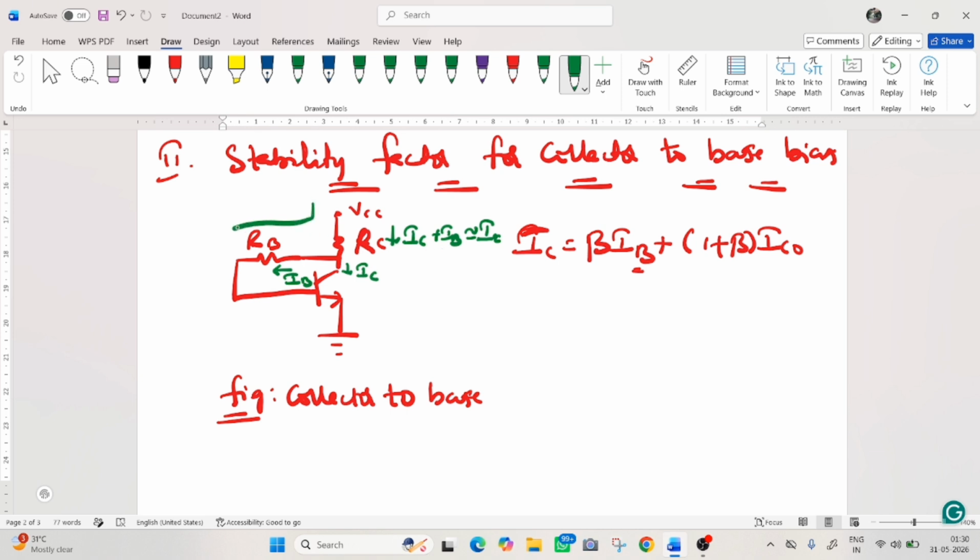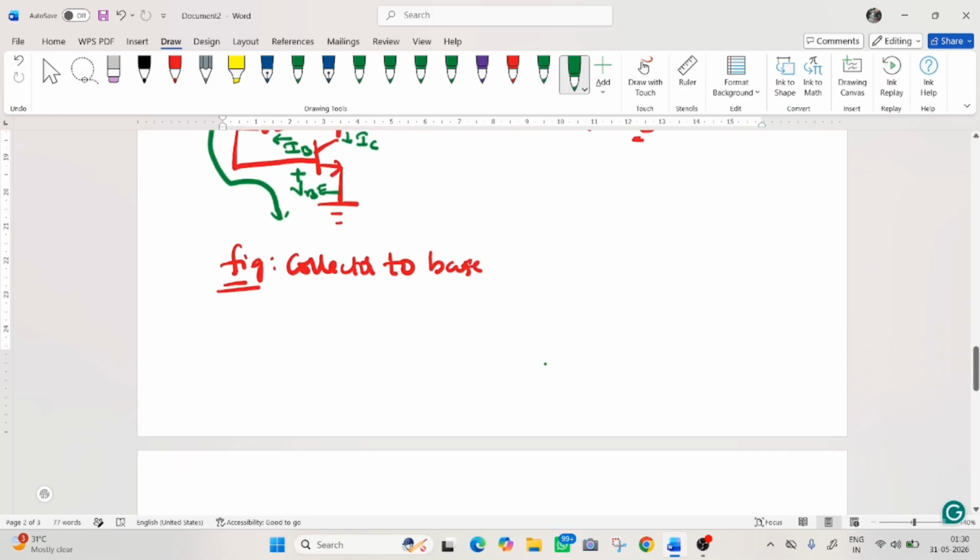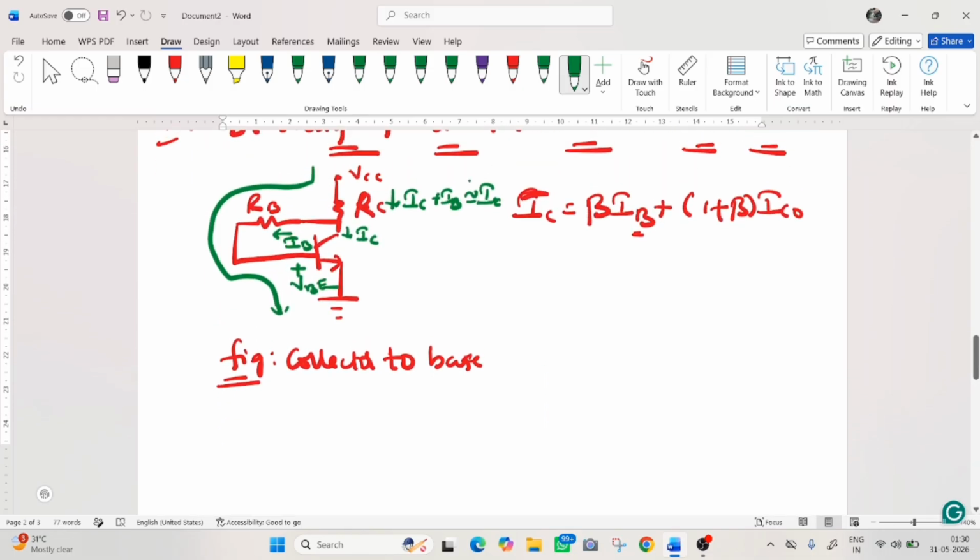Now we'll try to apply KVL in this outer loop. What is the voltage here? Plus minus, it is VBE, right? Now we'll apply the KVL at the outer loop. Let me do it here itself.